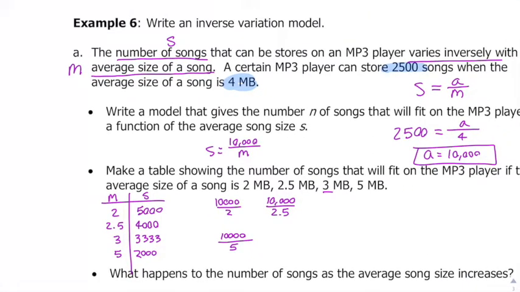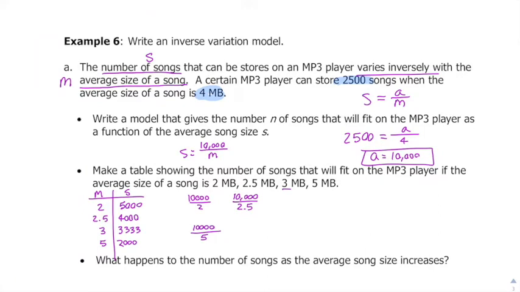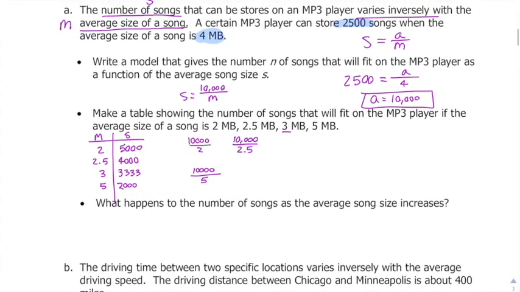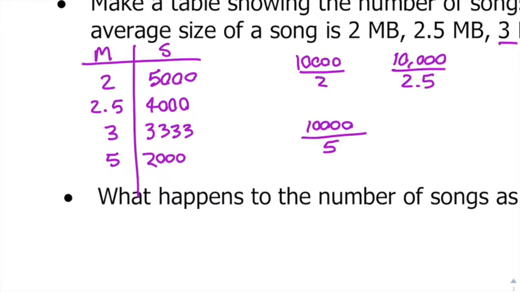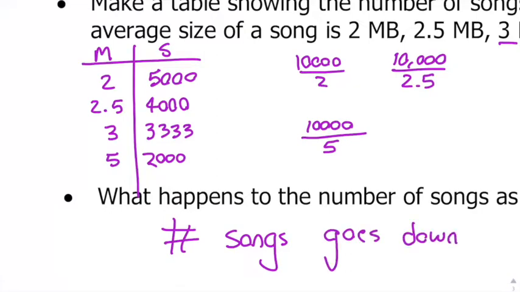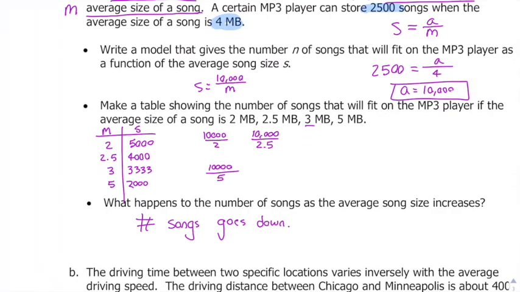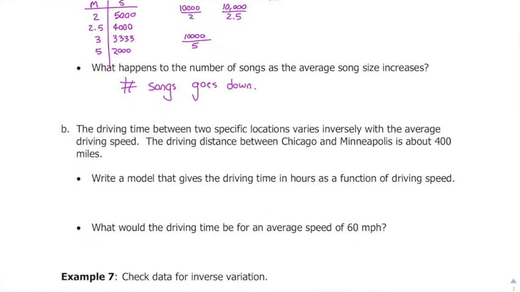So yeah, there's you a real-world situation with inverse variation. It's not a proportional relationship. You can't just set up a proportion like normal. You got to use the m, I guess, in the denominator. So a follow-up question here: what happens to the number of songs as the average song size increases? Well, if the size increases, the number of songs goes down or decreases or whatever you want to put there. So there you go.